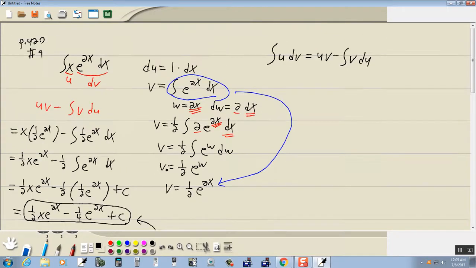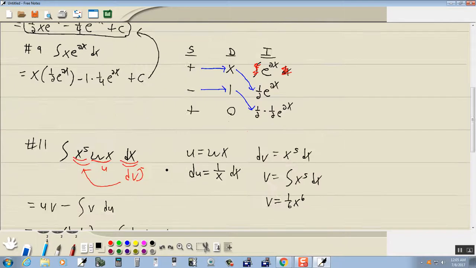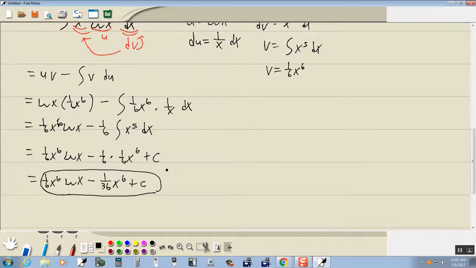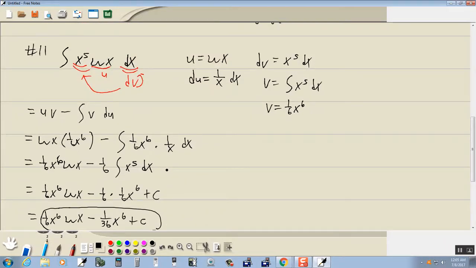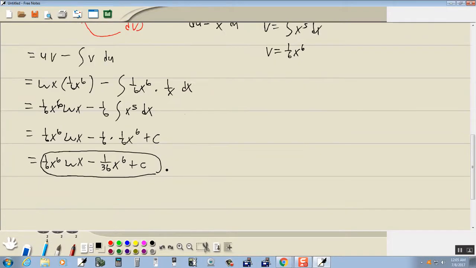I wrote my formula down wrong. No, that's right. Now, I don't think there's any way to do the SDI table based upon this that I can see, but that would be our answer.